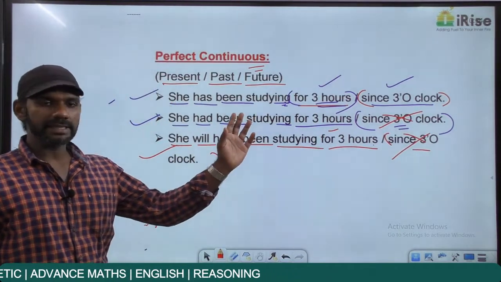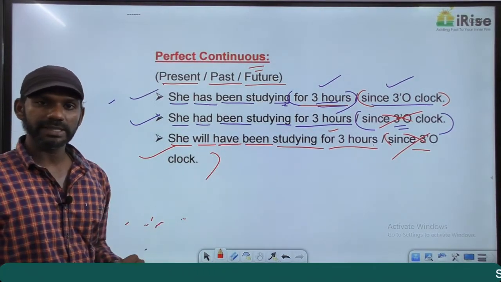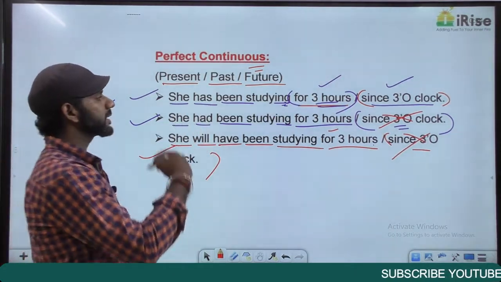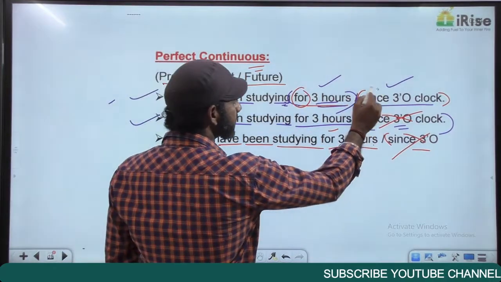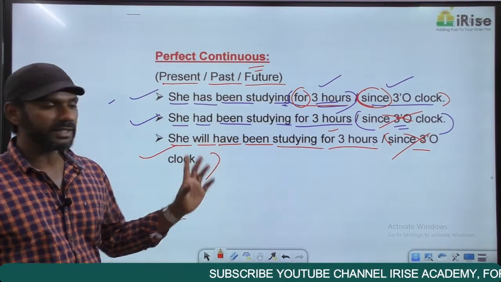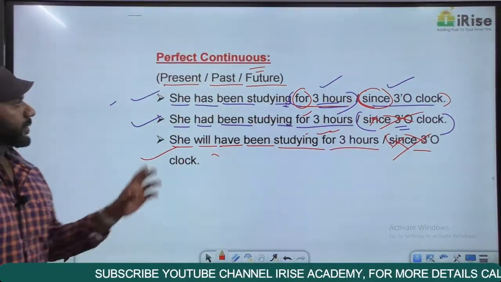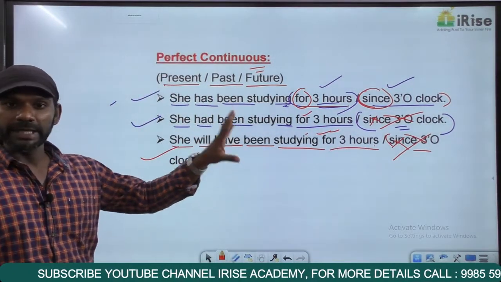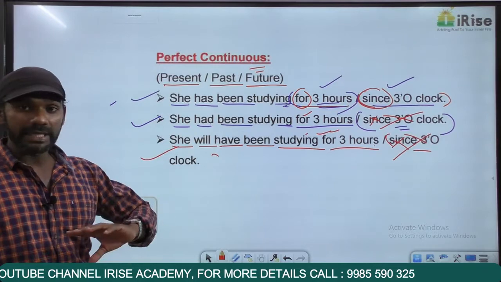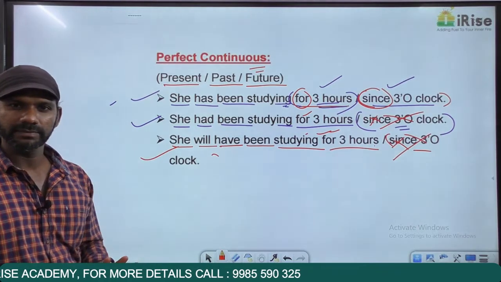Now, the first sentence is in the present perfect continuous tense. The second one is in the past perfect continuous tense. The third one is in the future perfect continuous tense. In present perfect continuous, for can appear, since also can appear. Whereas in past perfect continuous and future perfect continuous, since cannot appear, only for can appear. So in present perfect continuous, point of time and period of time can appear. Whereas in past perfect continuous and future perfect continuous, point of time cannot appear, only period of time can appear. So this is about the usage of perfect continuous, simple and clear, right?